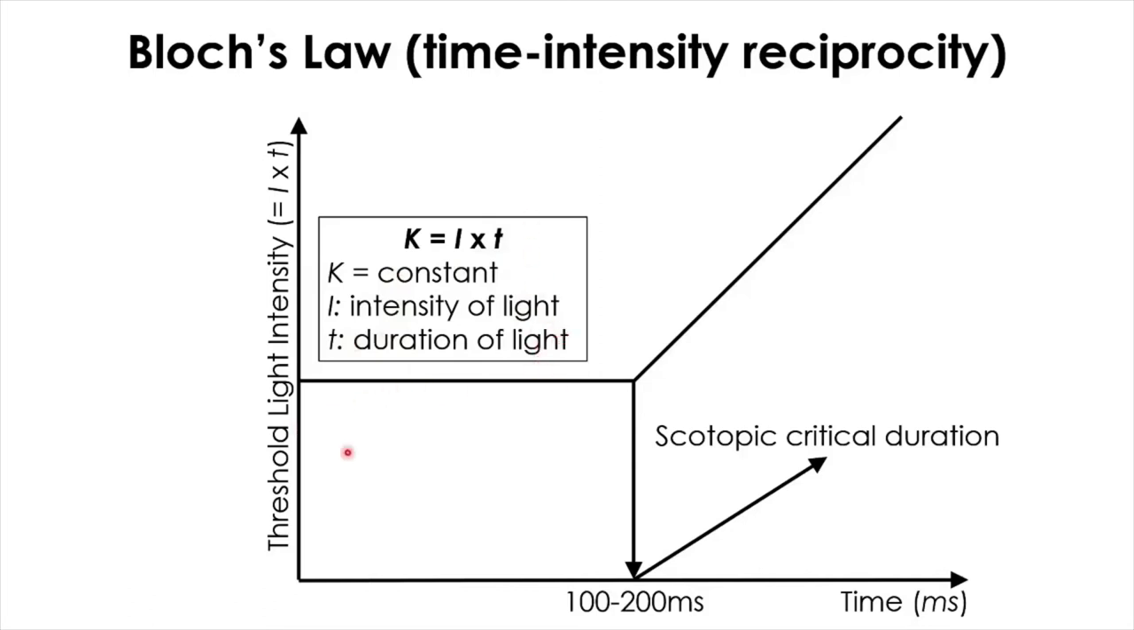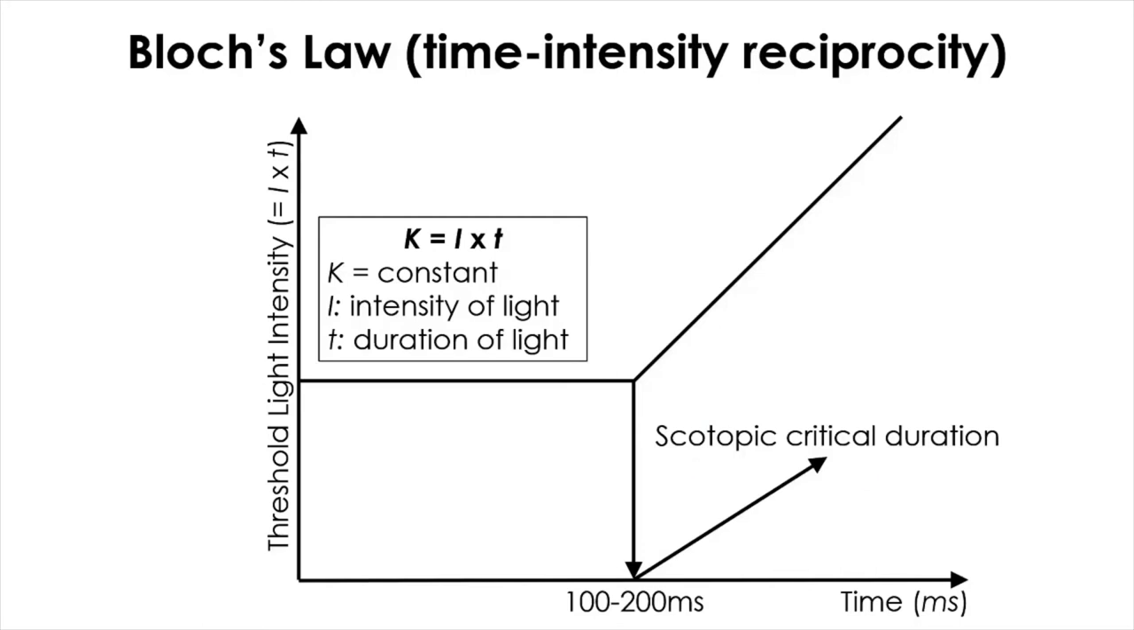So within this critical duration, which is the scotopic critical duration, it is basically the area of this square. This is a threshold light intensity. Within the critical duration, the intensity and duration are inversely proportional. In other words, they have a reciprocal relationship.